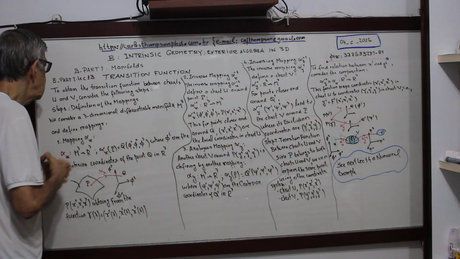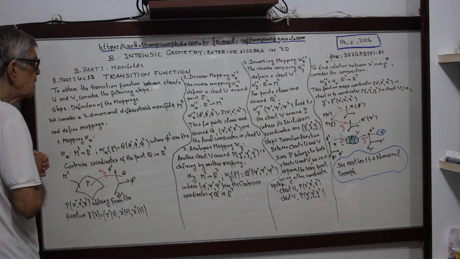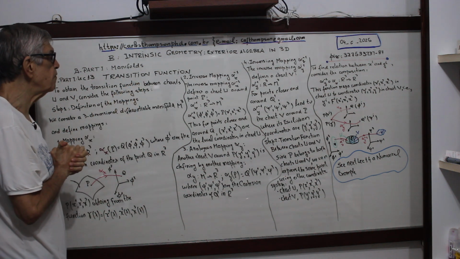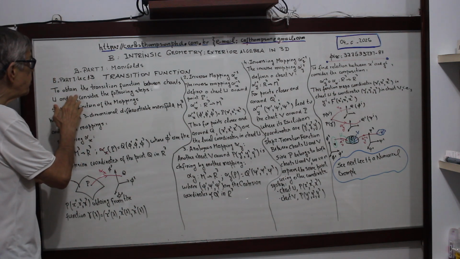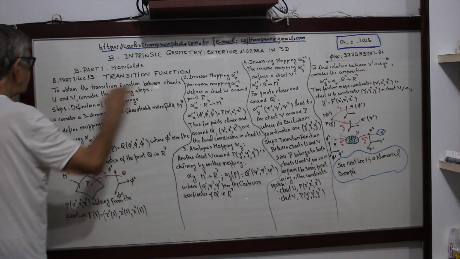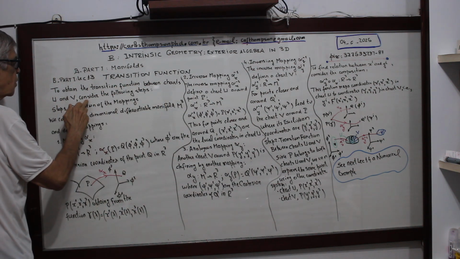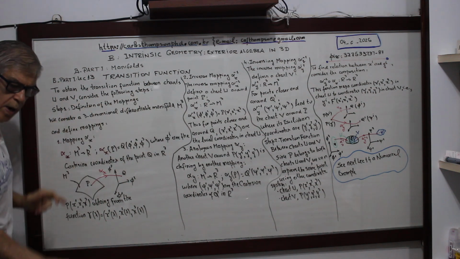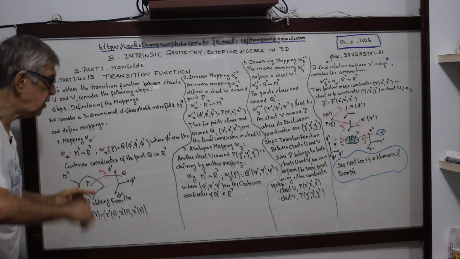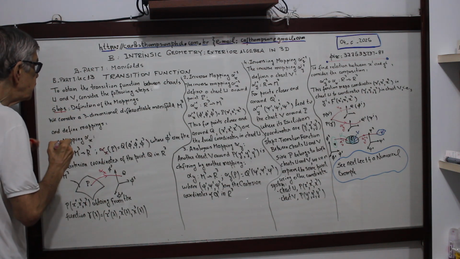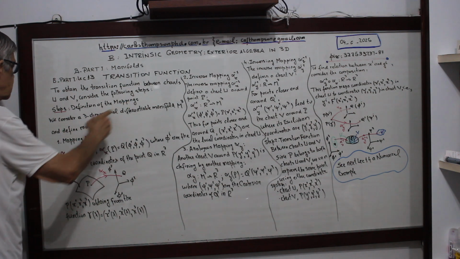But that's established what a transition function is. To obtain the transition function between charts U and V, consider the following steps. Step 1, definition of the mappings.